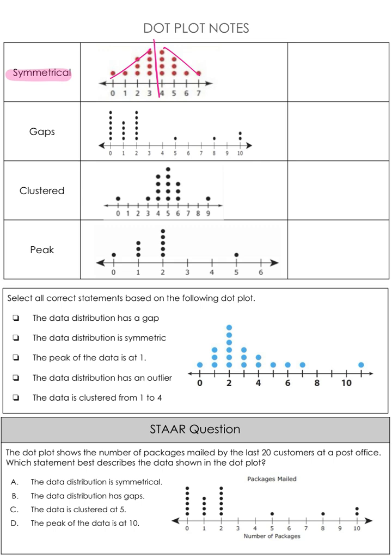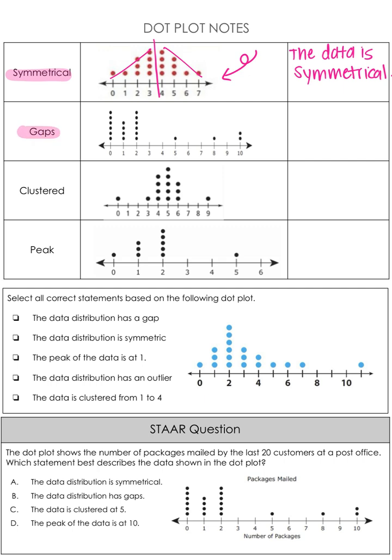So on the right box, you're going to go ahead and write a sentence, and the sentence is going to say that the data is symmetrical because this data right here is symmetrical. Now, if you need a little bit more time to pause, go ahead and do that. Don't take too much time. But then let's go on to the next one that says we're going to talk about gaps.